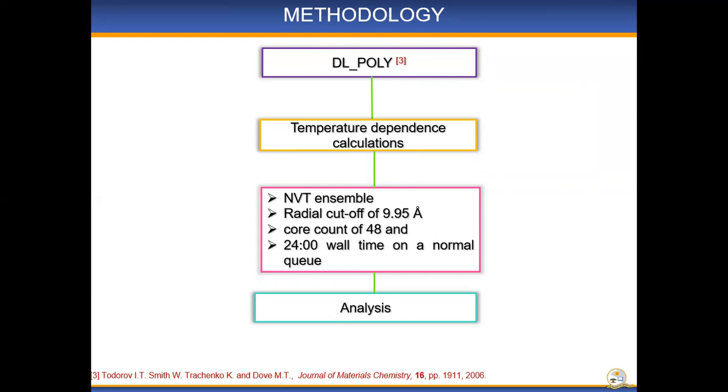Now, we used the code to perform temperature dependence calculations, employing a canonical NVT ensemble with a radial cutoff of 9.95 angstroms, using a core count of 48 and a 24-hour wall time on a normal queue at the CHPC. We then went on to analyze our results.